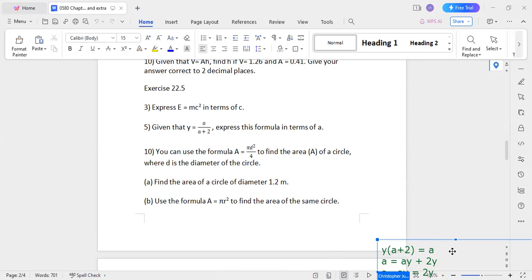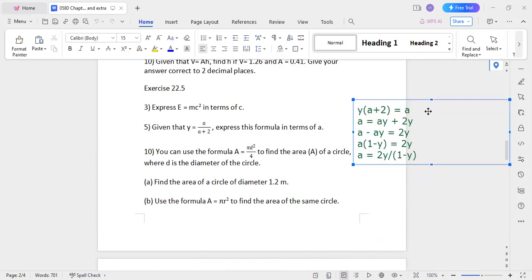A equals ay plus 2y, and then we move all the A's to one side, even the one with ay. Means 2y is a times 1 minus y, so a is 2y over 1 minus y. No, wait, first I'm going to move it all to the side, and a bracket 1 minus y.